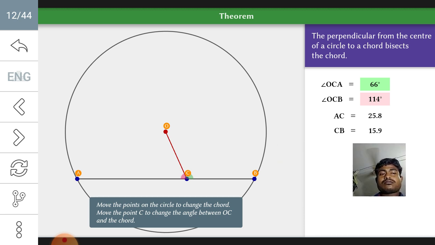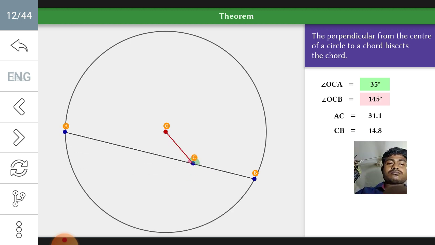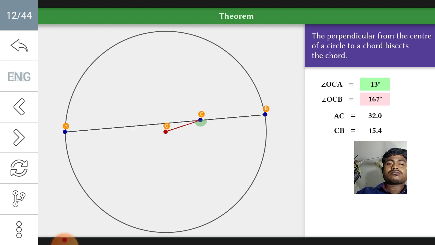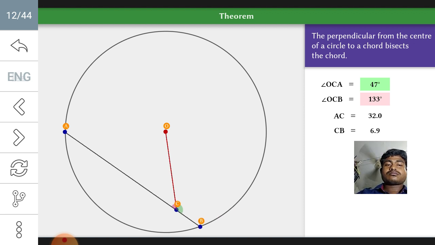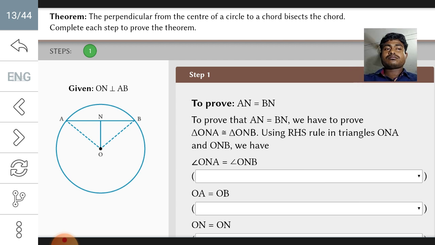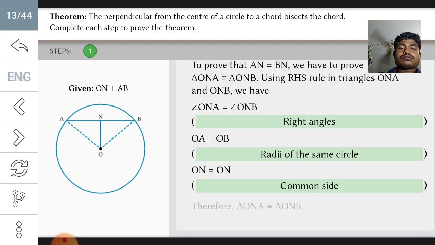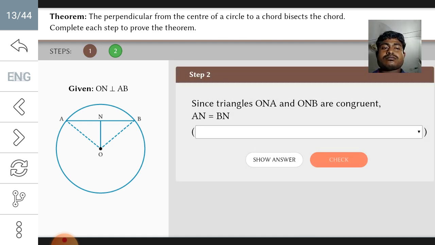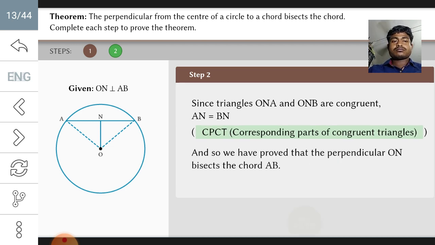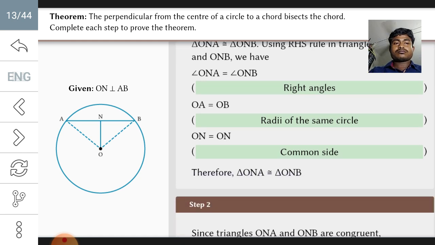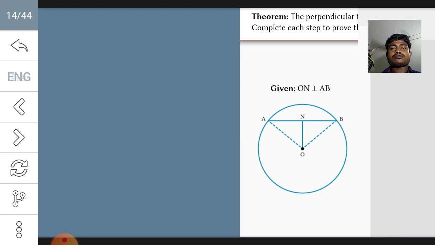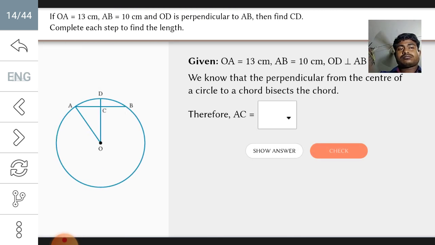Verify the theorem. Fill in the blanks in the derivation steps to prove the theorem. Fill in the blanks with the correct options.